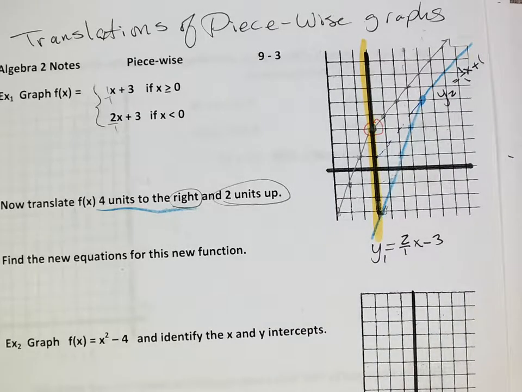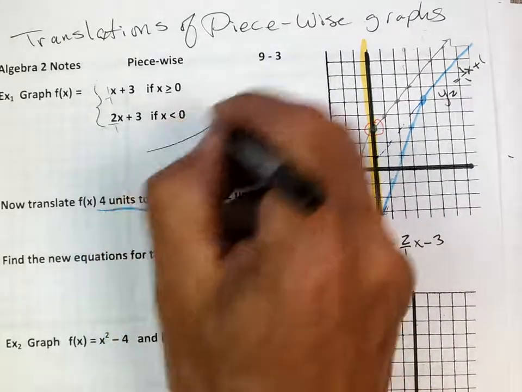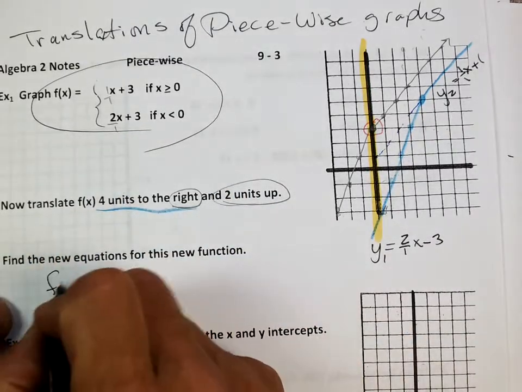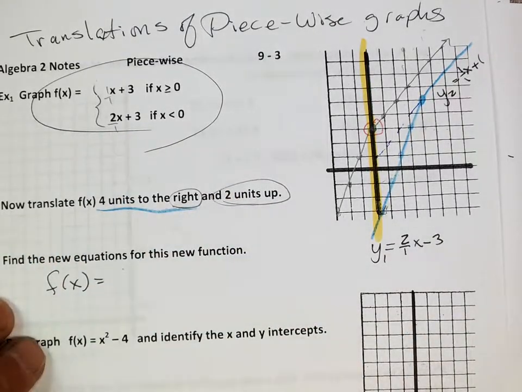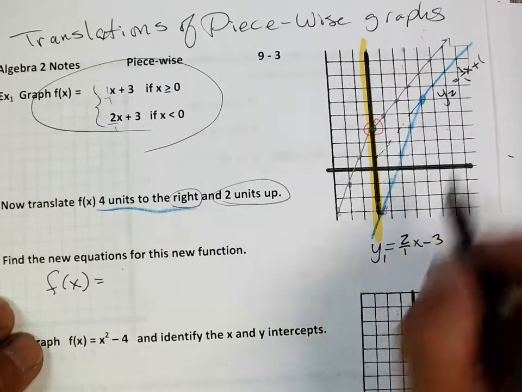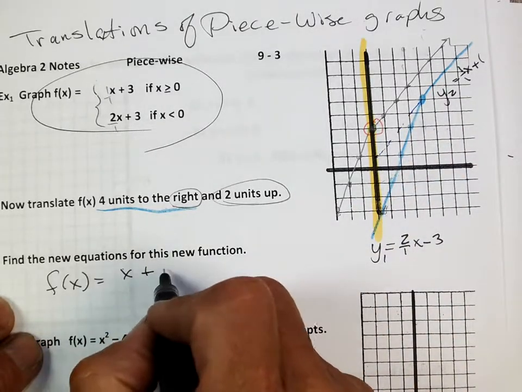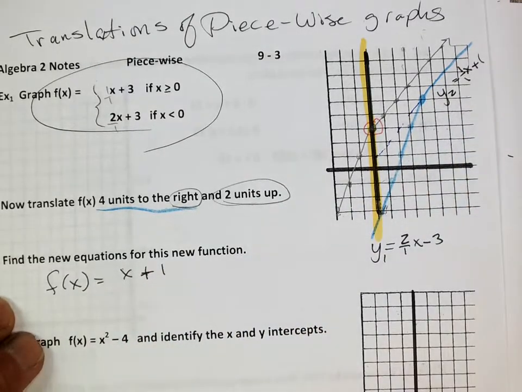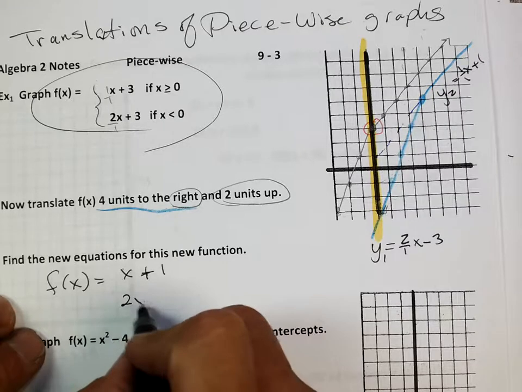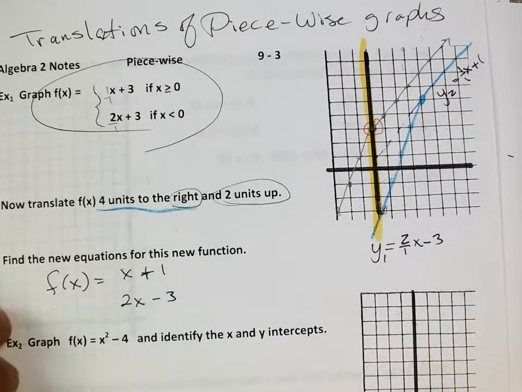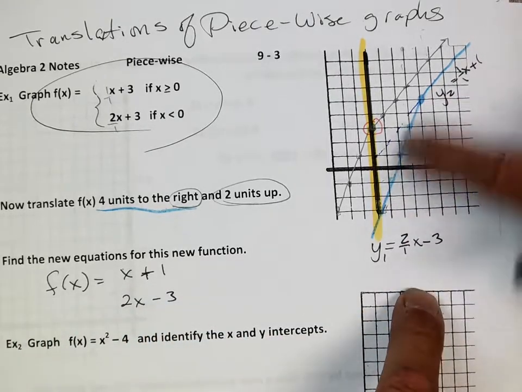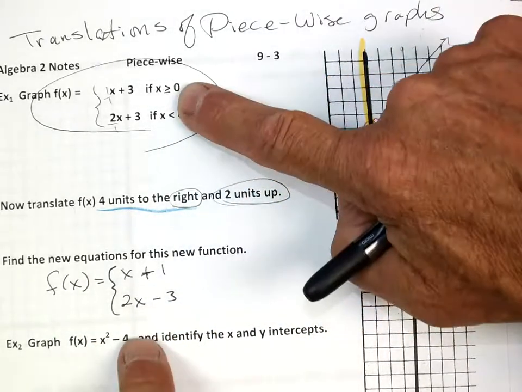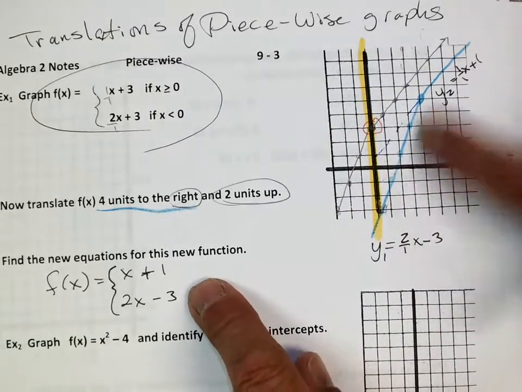Okay. Now I want to make it look like this f of x thing, right? So I'm going to go, okay, f of x equals, well, I have x plus 1 for that equation. And on this equation, I have 2x minus 3, right? So I just took the equation here. I do my little squiggly. So I'm going to try and make it look exactly like this, but I've got my new equations, right?